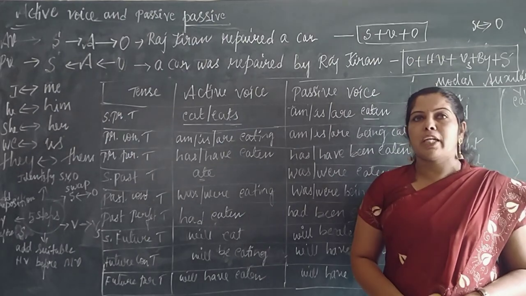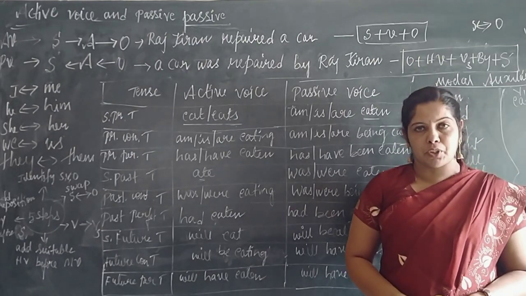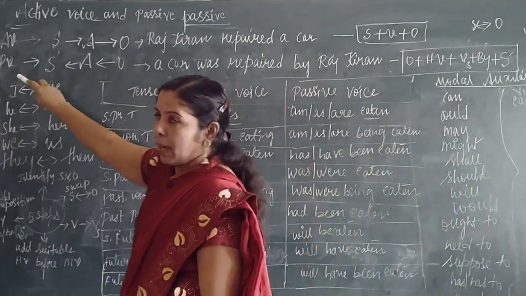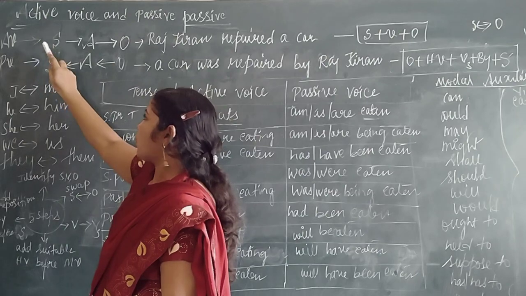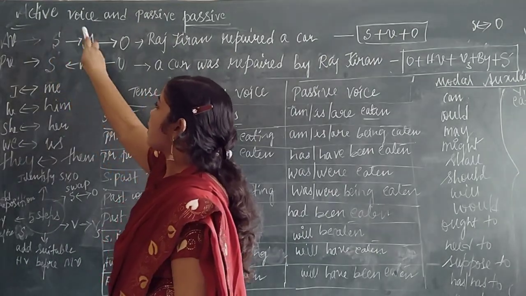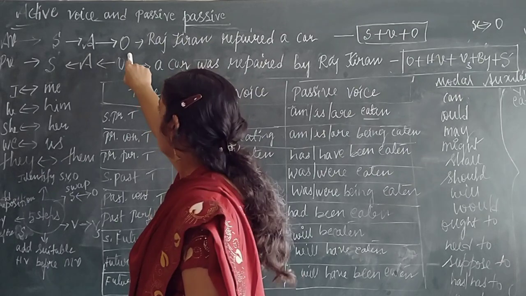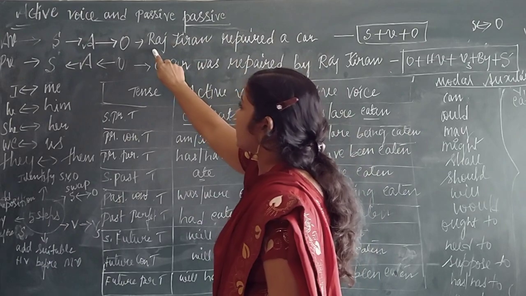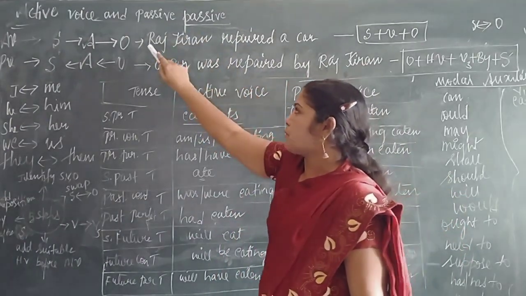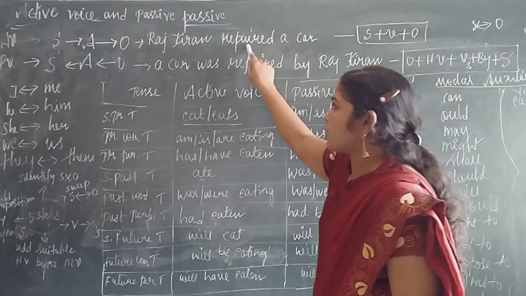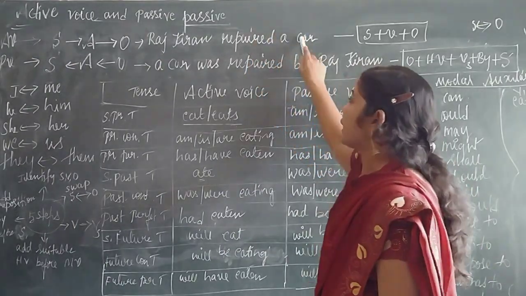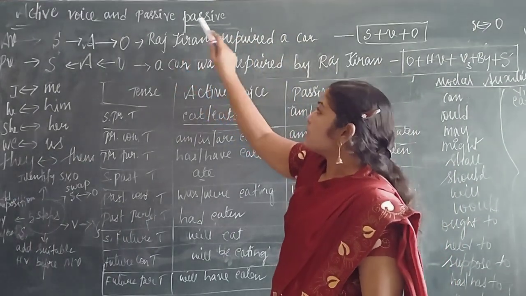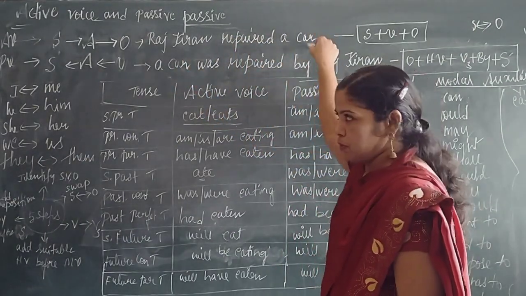There are two ways that we can describe the action done by the subject in relation with the subject. That is active voice and passive voice. In active voice, the subject performs some action on an object. Example, Raj Kiran repaired a car. In the sentence, Raj Kiran is the subject. He performed some action, that is repaired, on an object, namely a car. So, active voice says that the subject does some action on an object.